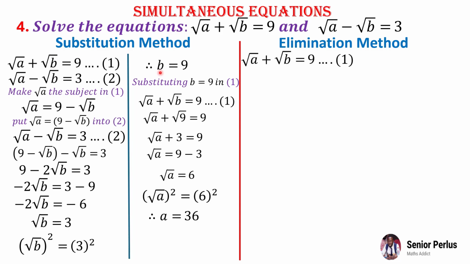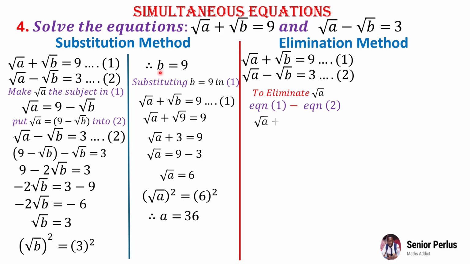Now with the elimination method. Like I said earlier, we have to eliminate one of the variables in order to solve for the other, so I want to eliminate root a. If I have to eliminate root a, what should we do? I just subtract equation 2 from equation 1. So this is equation 1, this is equation 2. Then we subtract. So the root a will go off. Then we get 2 root b equals 6.